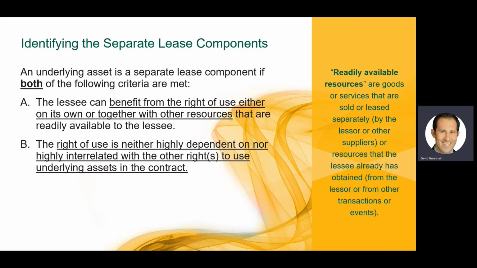So we look at identifying separate lease components. We look at an item that is considered an underlying asset is a separate lease component if both the following criteria are met. First, the lessee can benefit from the right of use either on its own or together with other resources that are readily available to the lessee. And B, the right of use is neither highly dependent on nor highly interrelated with the other right to use underlying assets in the contract. When we look at this, readily available resources are considered goods or services that are sold or leased separately by the lessor or other suppliers to the lessee, or resources that the lessee already has obtained, and that could be from lessors or other transactions or events.